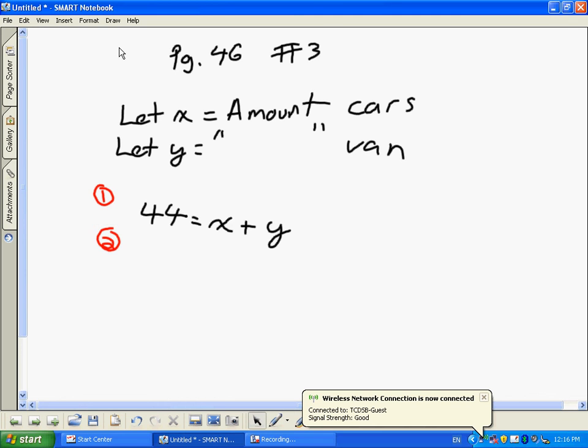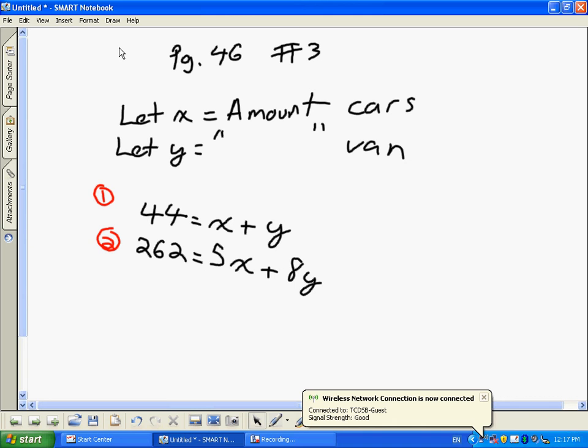Second equation, it says that they made a total of $262. So we know that $262 is equal to, now we have to figure out how much they charged. And it tells us in the question they charged $5 for the cars. So $5 for every car that went through the wash. So we multiply 5 times that variable. And we know they charged $8 for every van. So 8 times the amount of vans they washed.